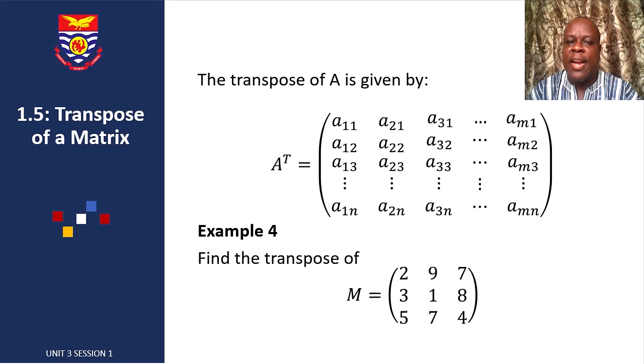Let's look at an example. Find the transpose of the matrix M is equal to 2, 9, 7, 3, 1, 8, 5, 7, 4. Can you quickly work this and get your answer down before we get to the solution, so you can see whether you are getting it or not?